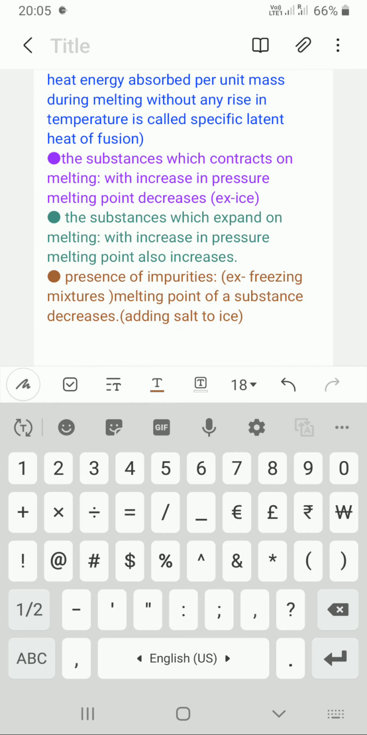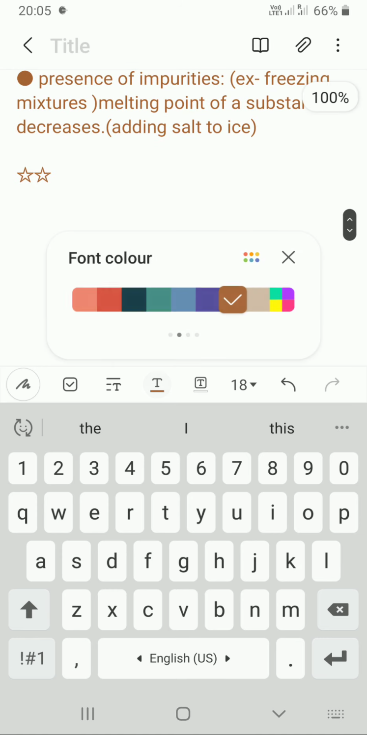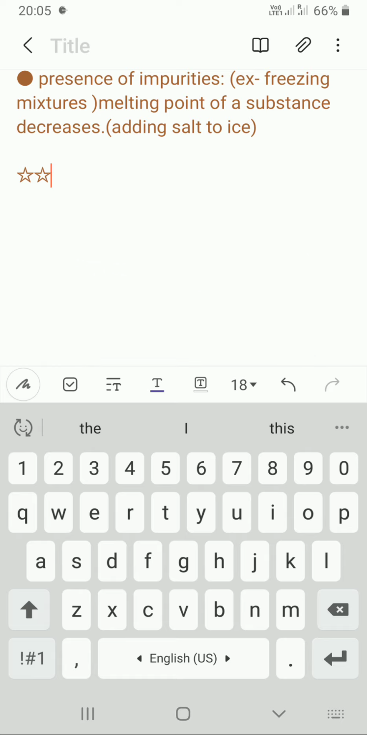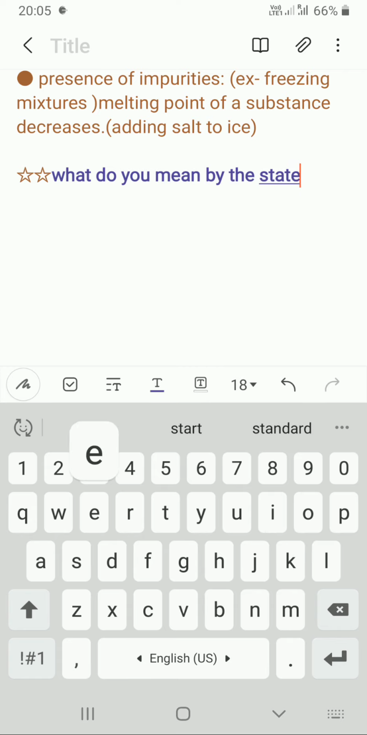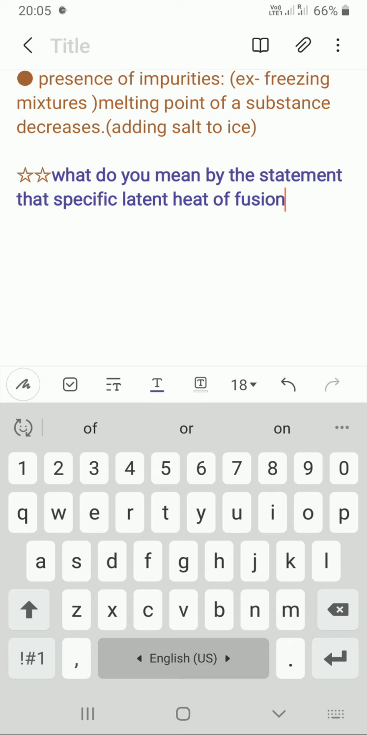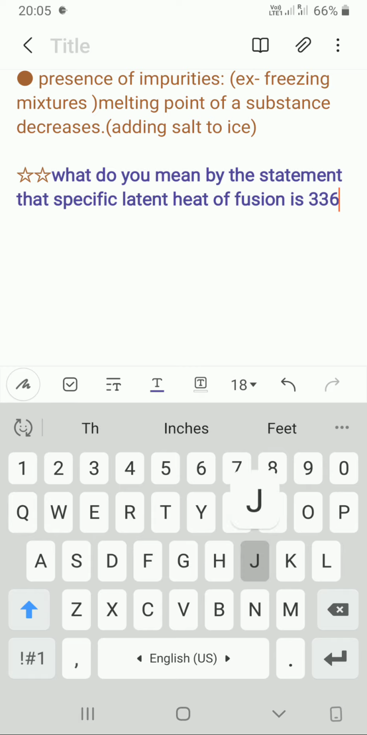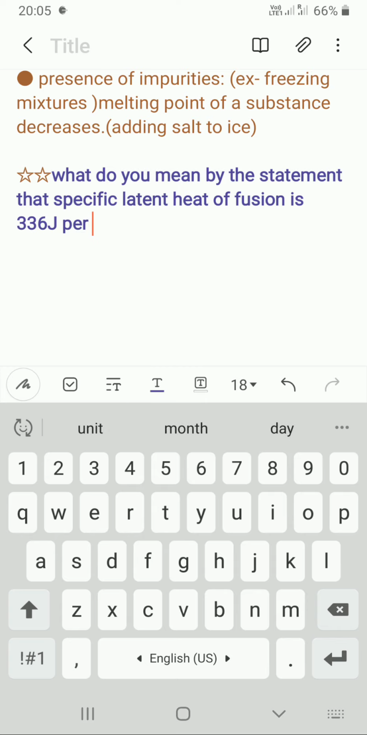Now the next type of question, what do you mean? It's a very common question. What do you mean by the statement that specific latent heat of fusion is 336 joule per gram?